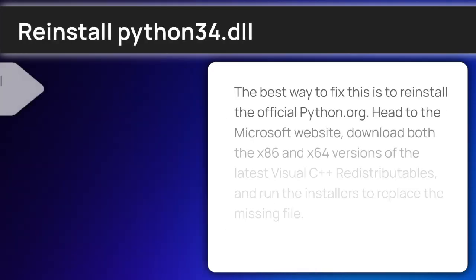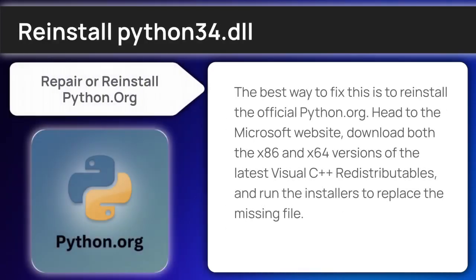The best way to fix this is to reinstall the official python.org. Head to the Microsoft website, download both the x86 and x64 versions of the latest Visual C++ redistributables, and run the installers to replace the missing file.